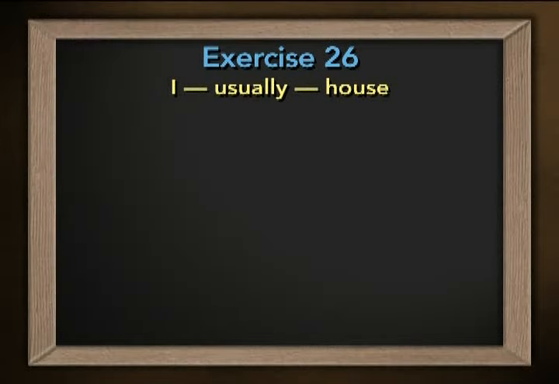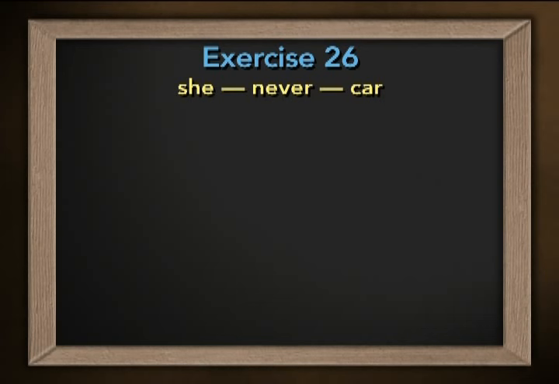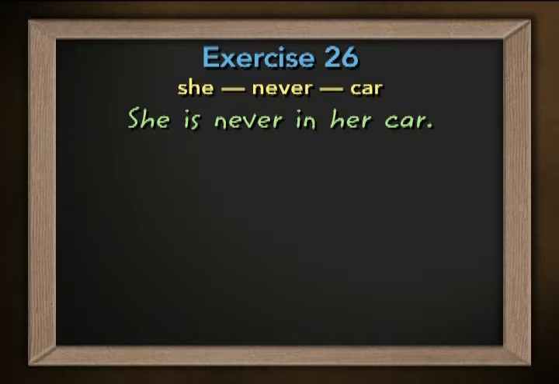In this exercise, I'd like to ask you to create sentences by writing the correct be verb, a frequency adverb, and the correct possessive adjectives. Should be fun. Look at these examples. I usually house. And the complete sentence, I am usually in my house. She never car. The sentence, she is never in her car. Okay? Good. Now put your program on pause. Look at the study guide. Continue the exercise and return here afterwards.